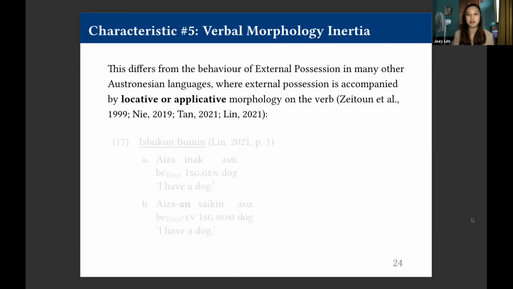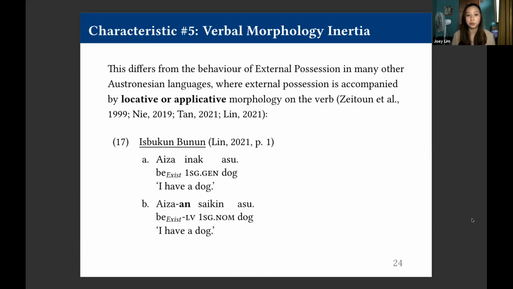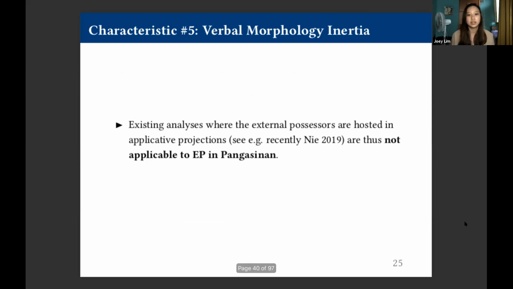This differs from the behavior of external possession in many other Austronesian languages, where external possession is accompanied by locative or applicative morphology on the verb. Here's an example from Isbukun Bunun, a Formosan language. So in 17b, we have the external possession version, and here we see locative voice morphology appearing on the verb when the external possessor becomes nominative. Thus, existing analyses where external possessors are hosted by some applicative projections, such as Nie's recent analysis of Tagalog, are not applicable to external possession in Pangasinan.